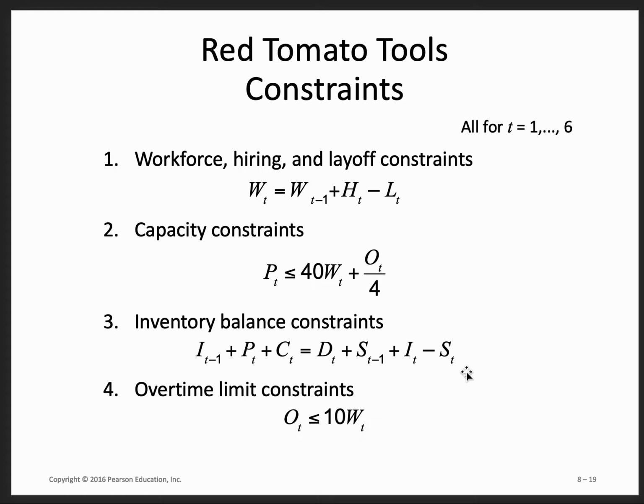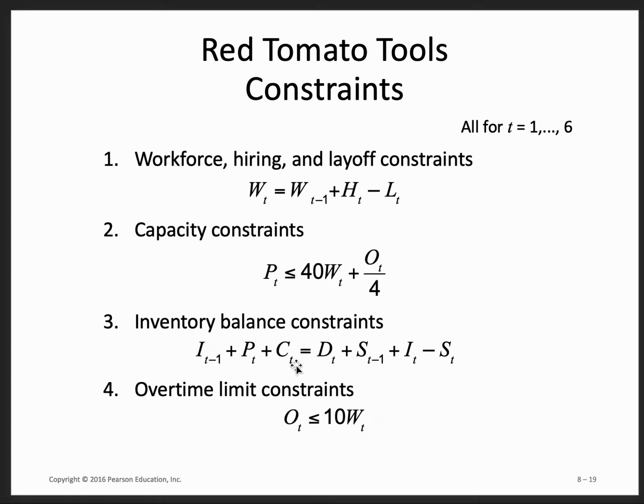Then you have the inventory balance constraint. And again, this might look complicated, but it's actually pretty straightforward. You're saying that if you add the inventory from last month, so you have some leftover from last month, you add the number of units that you produce this month, and the number of units that you subcontract this month, that is the total number of units that you have on hand. This is how many were left over from last month. This is how many you made this month. And this is how many you got from outside, so produced from outside. So that's the total number of units that you have on hand.